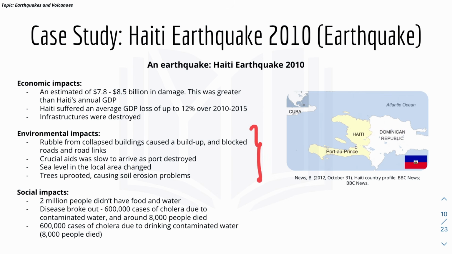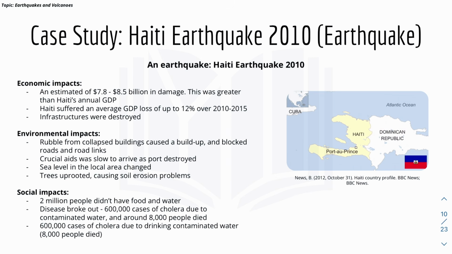And then we have environmental impacts. These are quite straightforward because it's what you can see from the earthquake or what you can imagine. For example, rubble from collapsed buildings causes a build-up on road links and blocks them. And this means that crucial aid was slow to arrive as the port was destroyed, and sea level in the local area changed, and trees were uprooted, causing soil erosion problems.